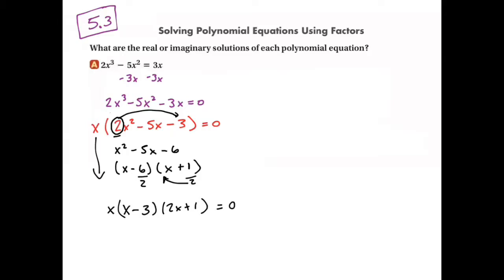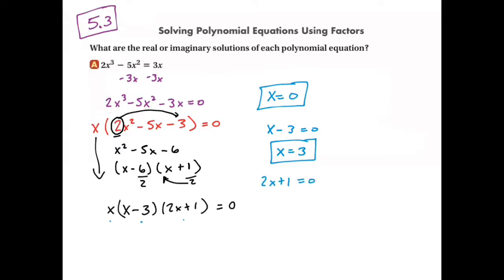Now we need to take each one of these quantities and use the zero product property, setting them equal to 0 in order to solve. For the first one, it's just x equals 0. For the next one, x minus 3 equals 0; we'll add 3, so x equals 3. For the next one, 2x plus 1 equals 0. We'll subtract 1, so 2x equals negative 1. Divide by 2, x equals negative 1/2. So these are our solutions.